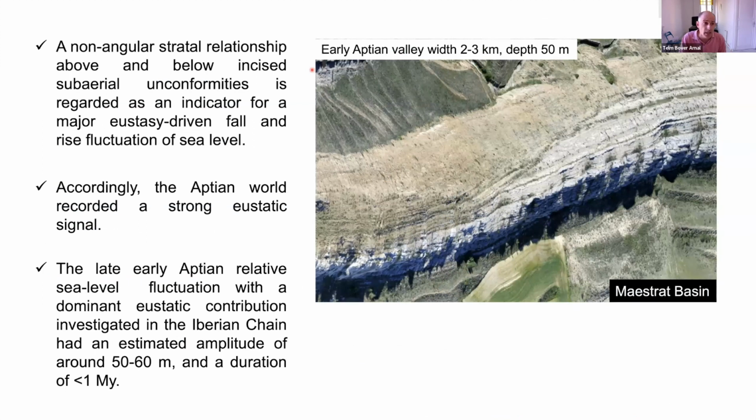So to conclude, a non-angular stratal relationship above and below incised superior unconformities is regarded as an indicator for a major eustasy-driven fall and rise fluctuation of sea level. Accordingly, the Aptian recorded a strong eustatic signal, and the late early Aptian relative sea level fluctuation with a dominant eustatic contribution investigated in the Iberian Chain had an estimated amplitude of around 50-60 meters and a duration of less than 1 million years.